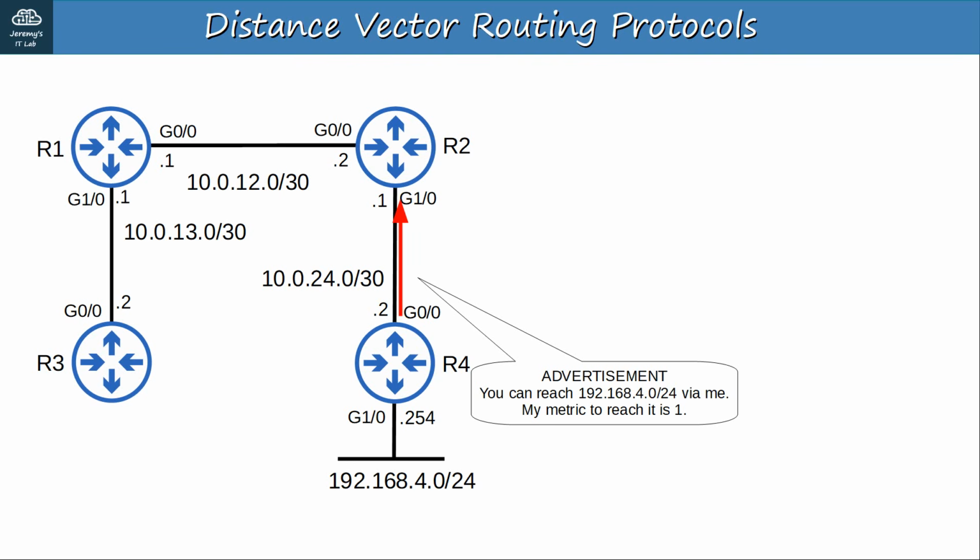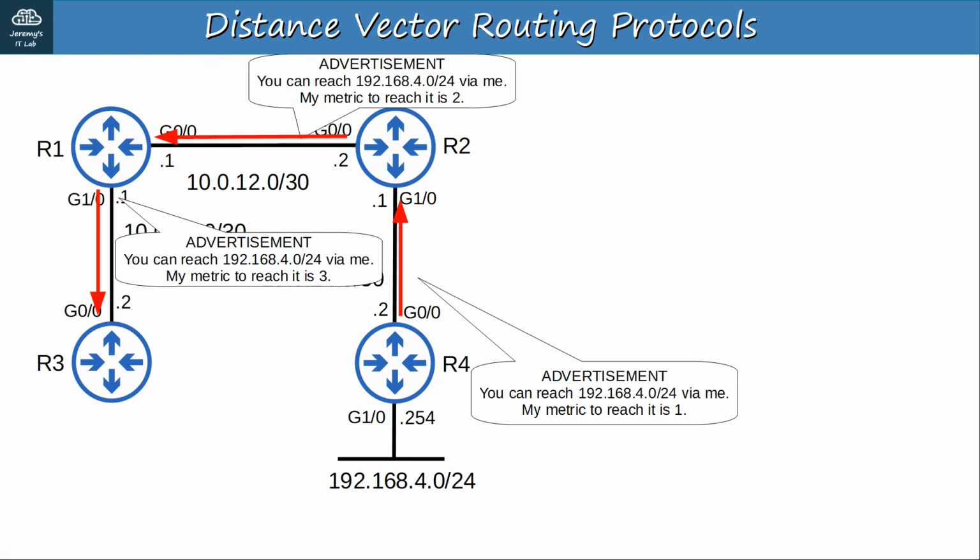Anyway, R2 doesn't know anything except that it can reach 192.168.4.0/24 via R4, and that R4's metric is 1. Similarly, R2 then tells R1 the same, except it advertises the metric as 2. Once again, R1 doesn't have a detailed picture of the network. All it knows is that it can reach 192.168.4.0/24 via R2, and that R2's metric to reach it is 2. And of course, R1 advertises the network to R3, with its own metric to reach the destination network.